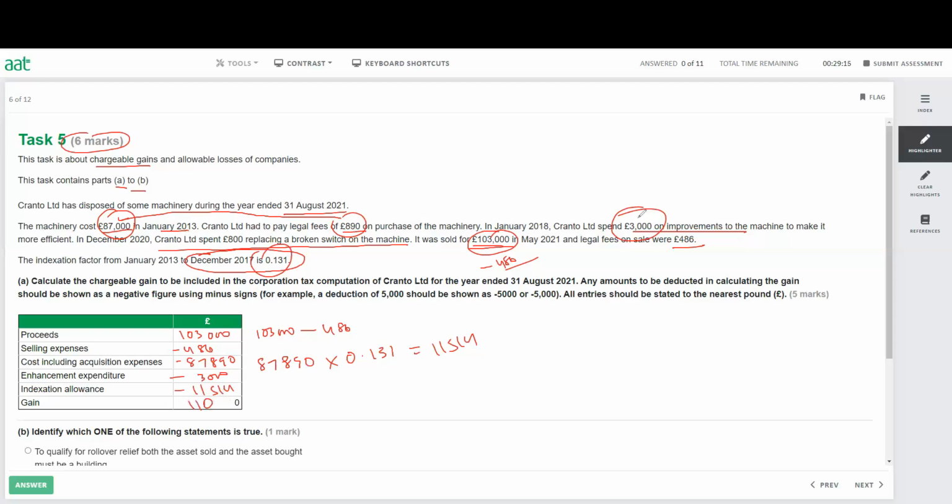So you can see the 3,000 improvement we have done on December 2020, but we know our indexation is stopped December 17. So after December 17, there is no indexation. In the exam, they might give you the indexation for the improvement, but do not use it if it is after December 17. If it is before December 17, make sure you use it, because you can use the indexation on the enhancement expenditure or improvement. All right, so let's move to the next one.